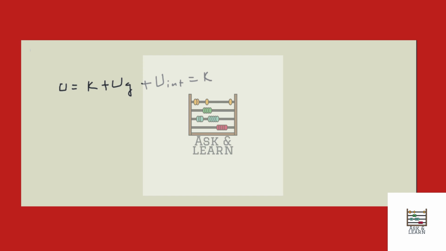So in general, for an elliptic orbit, initial kinetic energy is not equal to final kinetic energy, and also initial gravitational potential energy is not equal to final gravitational potential energy. But the total energy is always a constant.